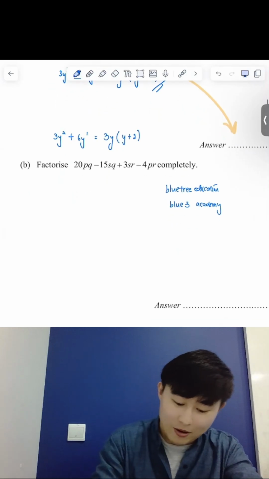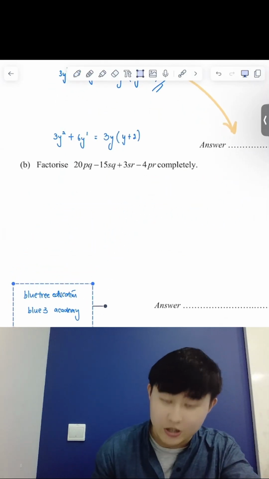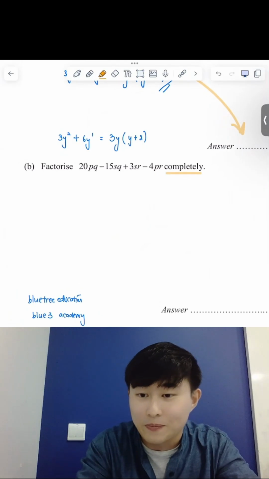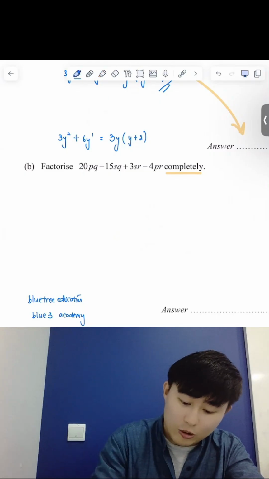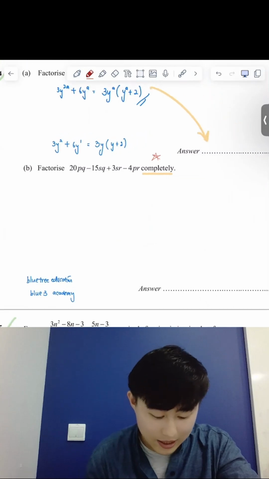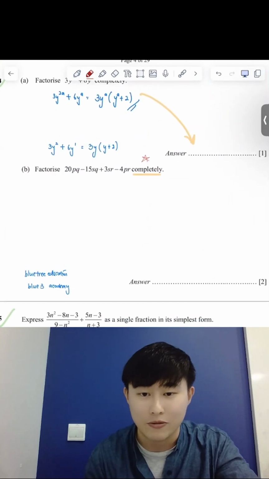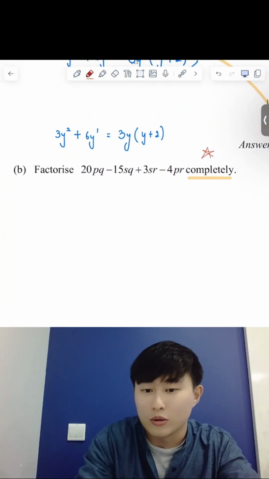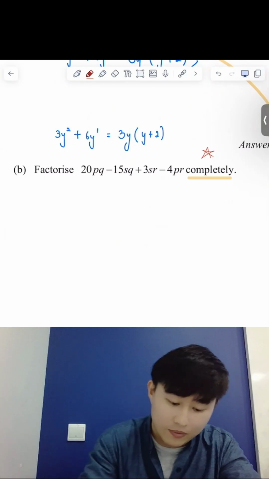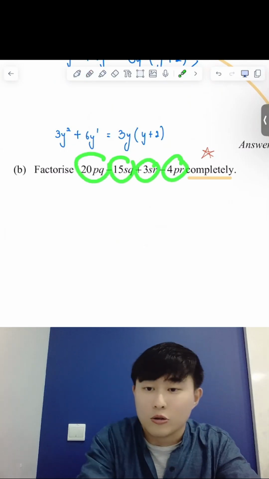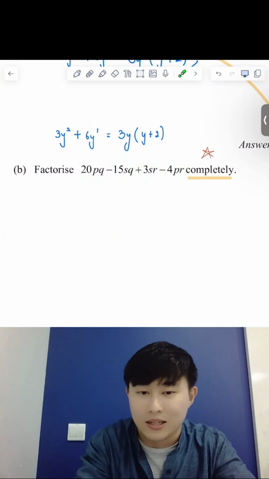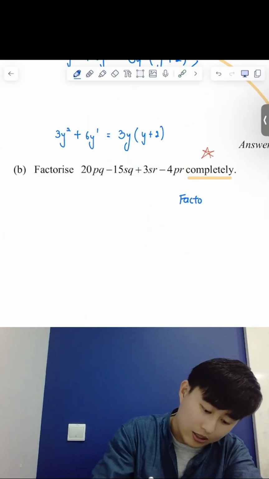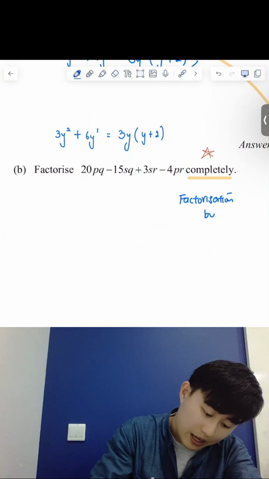Let's move on to part B. Factorize this thing completely. For this kind of question, there are a few keywords, and I want to take a look at this word, completely. A lot of students will miss out this word. Let me check how many marks this is. This is a 2 marks question, so it's not a very simple factorization question. Really strong students should be able to tell that this has 4 terms: 1, 2, 3, 4. Usually when you see 4 terms, there is about an 80+% chance it would be factorization by grouping. So I'm going to write here, factorization by grouping.